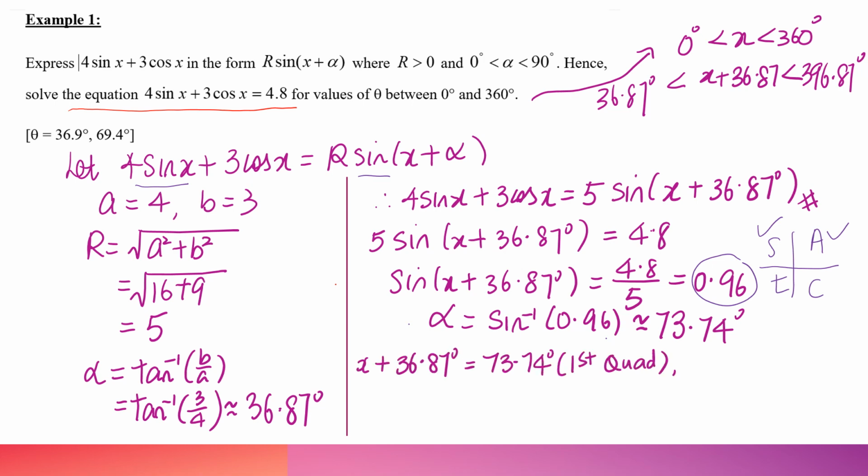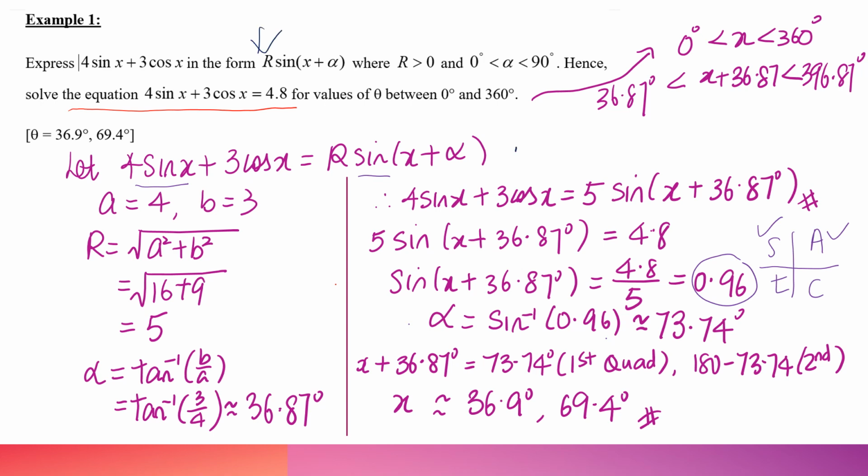So first quadrant will be 73.74. Second quadrant will be 180 minus alpha, which is 180 minus 73.74. Then from there, you can find the value of x. So this is how you solve trigo equations using R formula. It's called the R formula because of this letter R here.